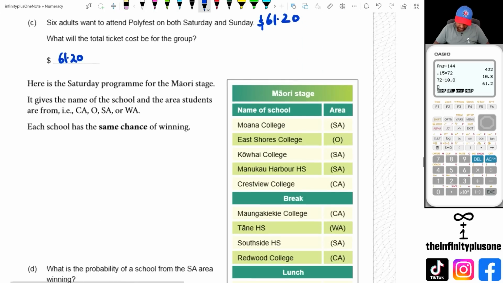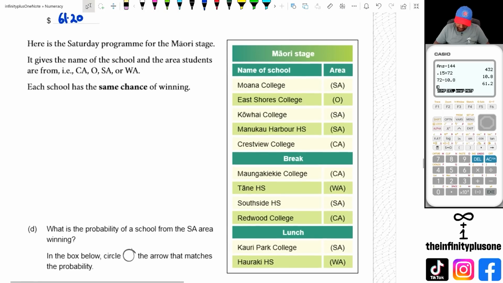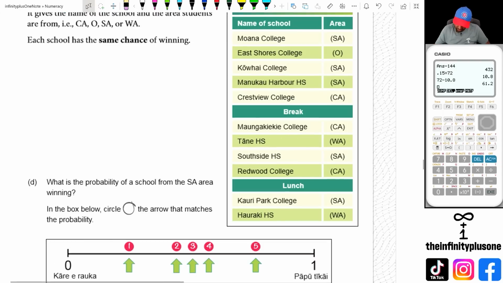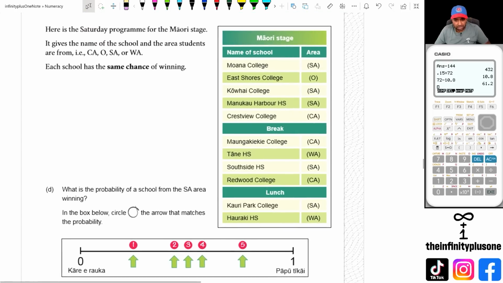So there we go. The next one, part D, is a Saturday program for the Murray stage. It gives the name of the school, an area. Each school has the same chance of winning. What's the probability of the school from SA area winning? Oh wow, okay, so this whole question here. Now, if you look at it, the SA, let's just see. So we've got 1, 2, 3, 4, 5. So we've got 5, that's SA. So 5 out of 1, 2, 3, 4, 5, 6, 7, 8, 9, 10, 11 schools.